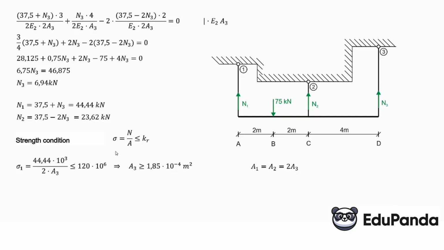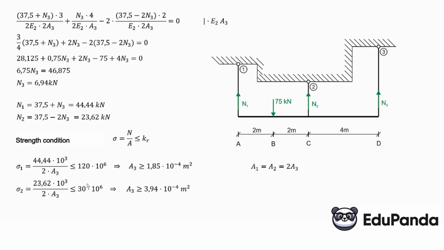From this, I calculate by multiplying by A3 and dividing by 120 megapascals. I will have the result, A3, which must be greater than or equal to 1.85 times 10 to the power of minus 4 square meters. I substituted everything in base units, so the result is also in base units, which is square meters. And now we check the second rod.